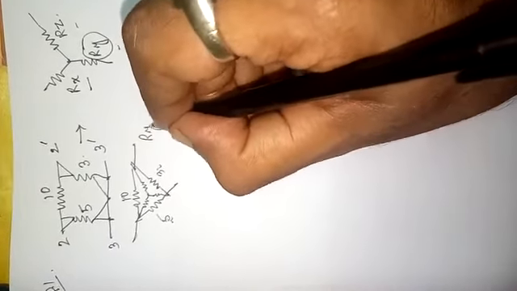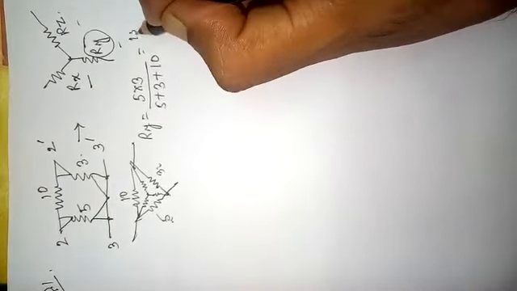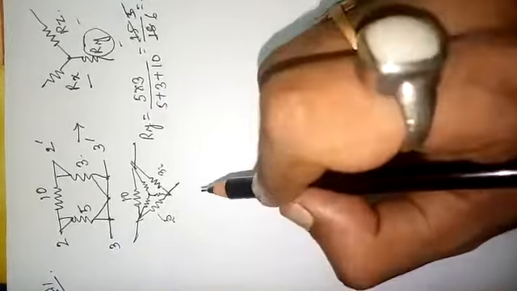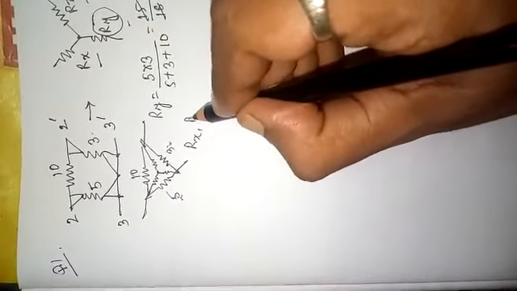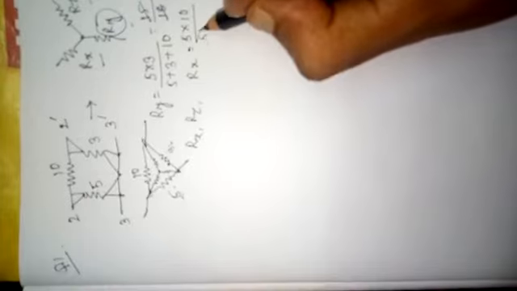That particular value depends upon these two adjacent resistances, 5 and 3, divided by 5 plus 10 plus 3. So Ry equals 5 into 3 divided by 5 plus 3 plus 10, which is 15 by 18, that is 5 by 6. In this way, simply using the star-delta conversion, you can easily solve this type of problem, and finally find out Rx and Rz. For Rx, the adjacent resistances are 5 and 10, so it is 5 into 10 by 5 plus the rest. For Rz, it is 10 and 3, so 10 into 3 by the same.